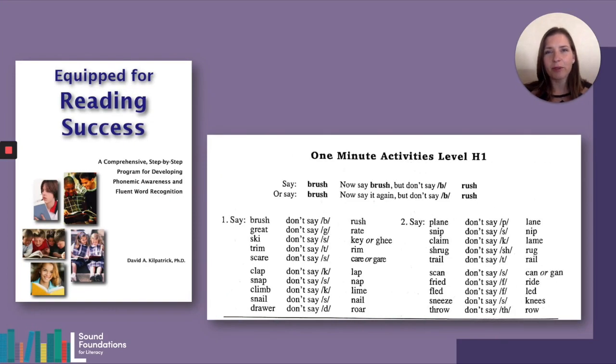Okay, so this great book by David Kilpatrick, Equipped for Reading Success, has a wonderful introduction that'll give you lots of good information about how reading develops. And it's full of these 1-minute activities. Most of the book is lists of words, these very quick phonological and phonemic awareness activities that you can just do out loud, and kids really enjoy them. I'm going to show you as an example doing a few different levels with Inika, where we're working on consonant blends.